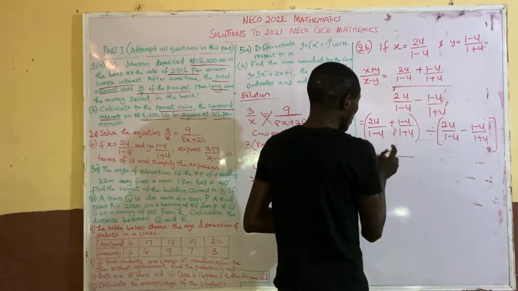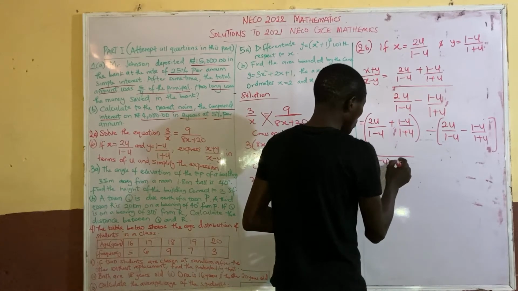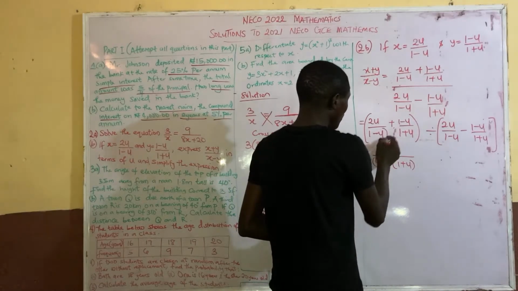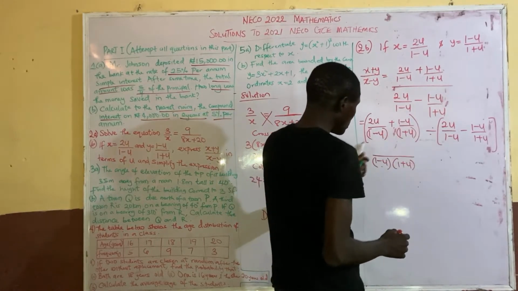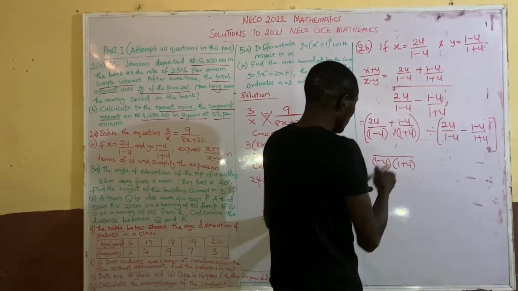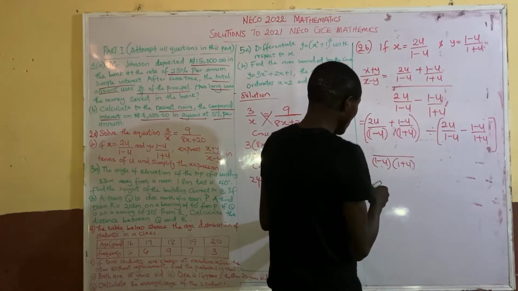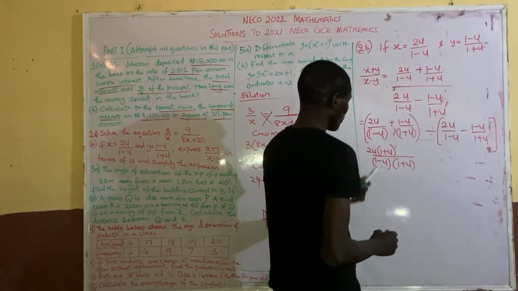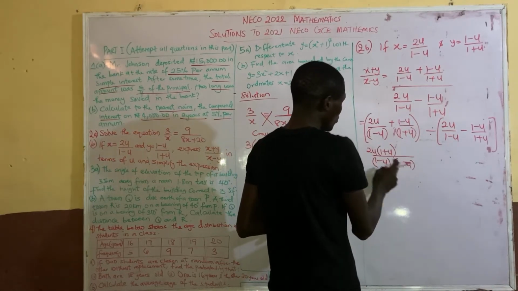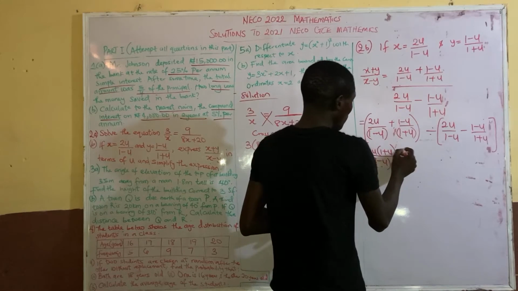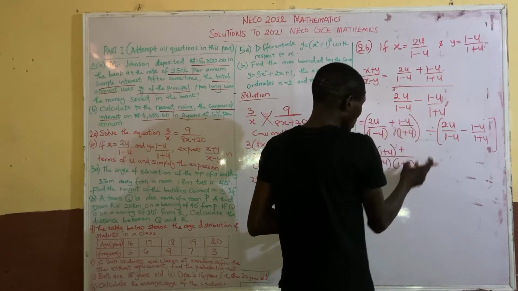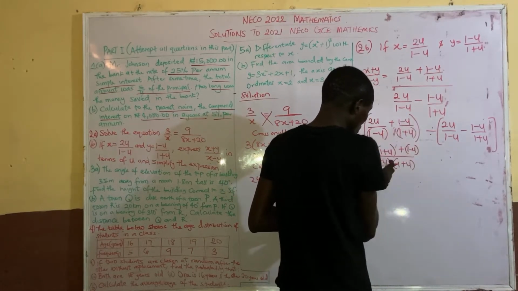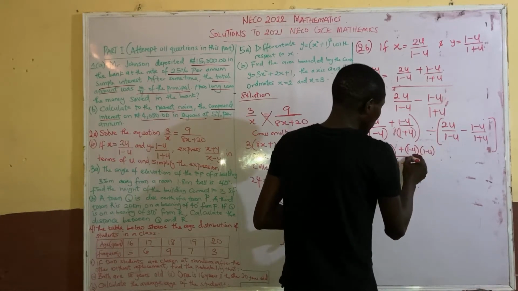The LCM is, you see very well, 1 minus u, 1 plus u. Now, look at this. This will cancel out this. So we have this one there. We have 2u into bracket 1 plus u. So you cancel this one out. We have 2u into bracket 1 plus u. So plus, now this one will cancel out this. We have this one left. So we have 1 minus u times 1 minus u, bracket close.